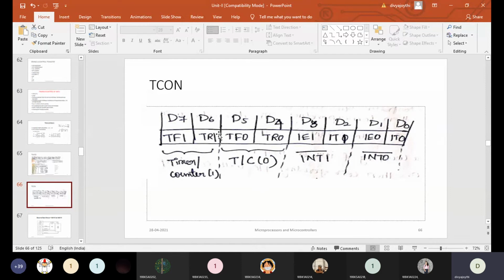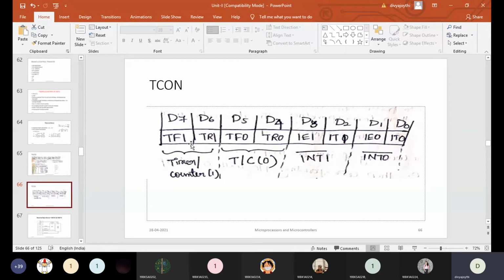So these two are very important bits, which give us information whether T0 and T1 are in on mode or off mode. If these bits are 1, they are said to be in on mode. If these bits are zeros, they are said to be in off mode. And the last is TF0 and TF1, the timer 0 overflow flag and timer 1 overflow flag.